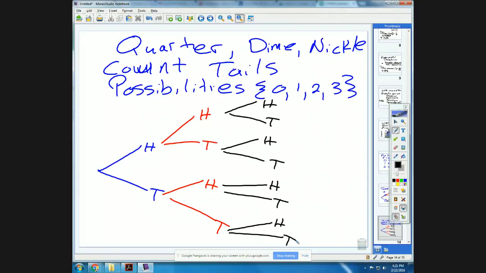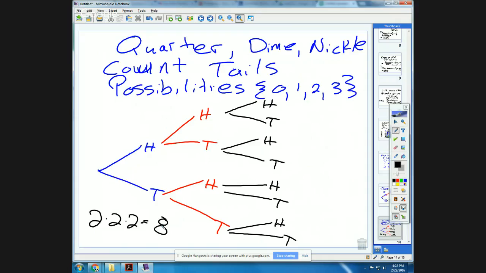How many possible outcomes are there? 8. And I don't know if you remember, way back in Math 211, we talked about when you have different options, you can multiply the options at each stage to figure out what the total amount is. So how many options are there for the quarter? 2. How many options for the nickel? 2, head or tail. How many for the dime? 2. So if we take 2 times 2 times 2, what do we get? 8.